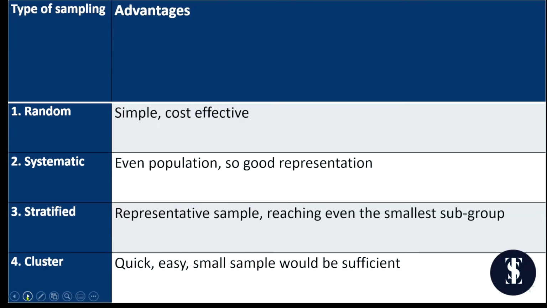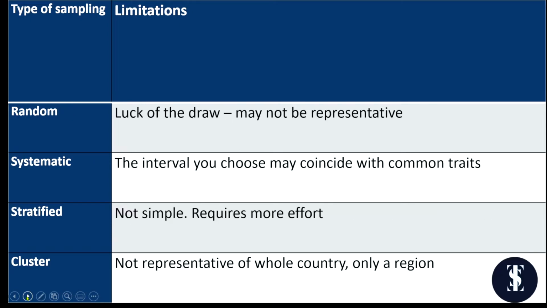Now, random is simple, it's cost effective. Systematic is good because it gives an even population, so there is a good representation. Stratified gives a representative sample reaching even the smallest subgroup. Cluster is quick, it's easy, and a small sample would be sufficient. However, on the negative side, random sampling is the luck of the draw, and it may not be representative of what you need. Systematic. Now, the interval you choose may coincide with common traits. Stratified is not simple, it requires more effort. And cluster sampling is not representative of the whole country, it's only one region.